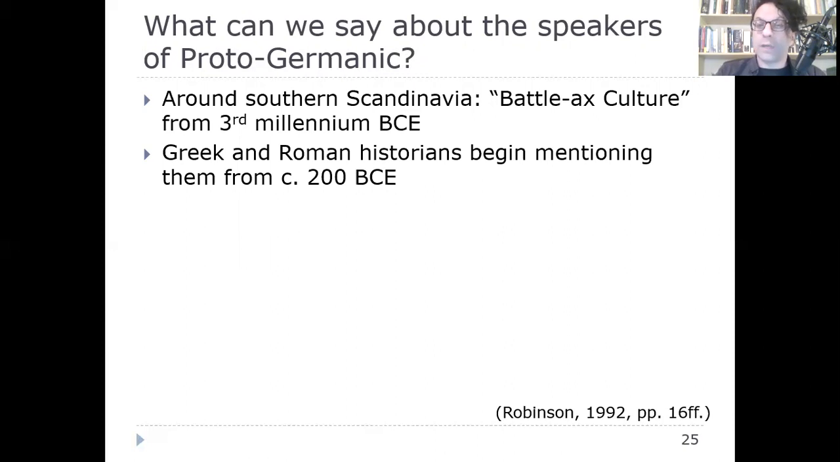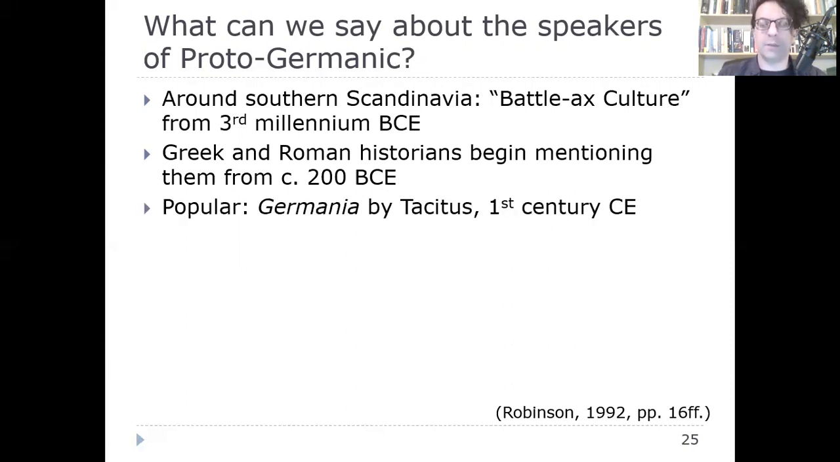Greek and Roman historians actually begin mentioning the Germanic people from about the year 200 BC. So we do have some historical sources, most famously the book called Germania, which was written by Tacitus in the 1st century.